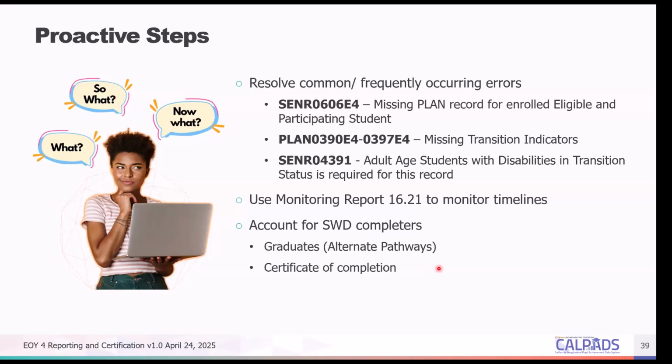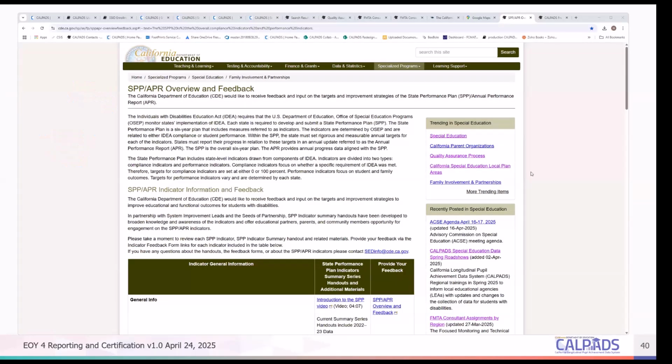That way you would be able to establish proper exits for the students this year, so that next year the student won't be expected to be reported in CalPADS. These are some of the proactive steps, and some of these errors we will demo during the second half of this session. So with that, do we have any questions, or anything that has to be highlighted?